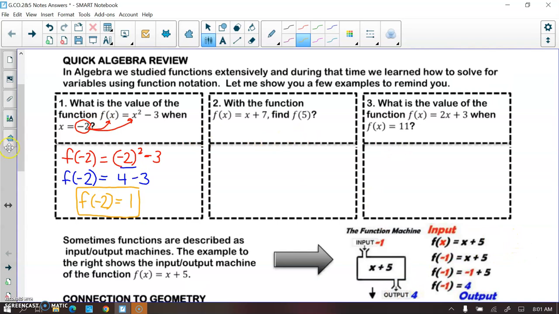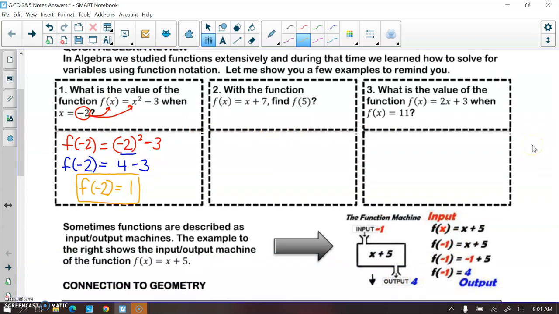That's basically what we're doing in these numbers 1 through 3. So we can think of number 2 as an input-output machine, where I want to find f of 5. So what that means is I put 5 in for all the x's. So I'm finding f of 5. That just means I'm evaluating this function for when x is 5. And it's going to be a 5 plus a 7. So f of 5 comes out to be a 12. So again, describing this as an input-output machine, what I did was I put the input of 5 in for x, and I got the output of 12.